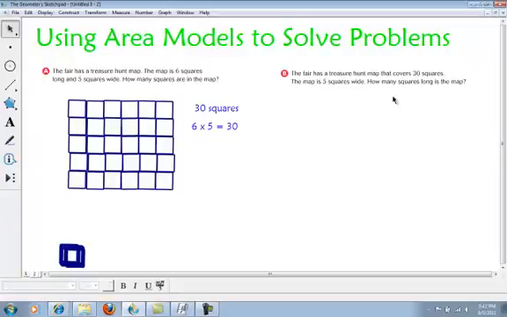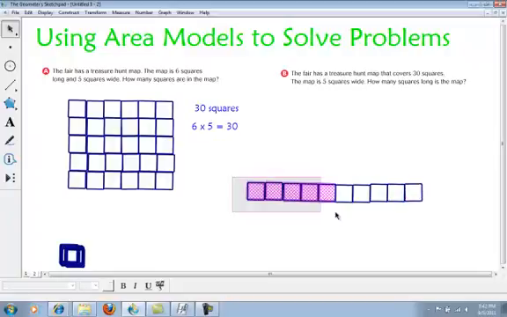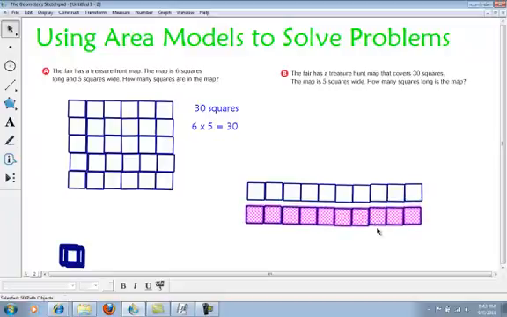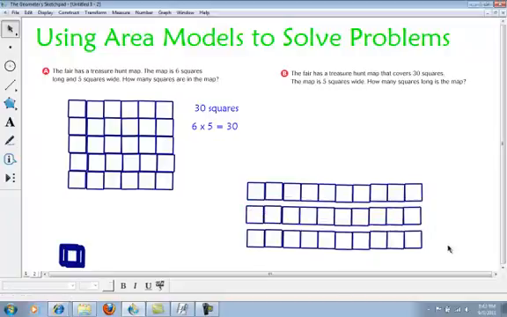Well, here I know that I need to start with 30 squares, so I'm going to count out 30. 1, 2, 3, 4, 5, 6, 7, 8, 9, 10. Now there's 10. If I need 30 squares, I can make 3 groups of 10. So that's 20, and that is 30.